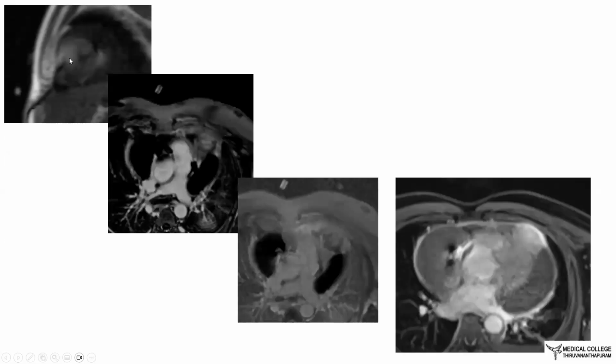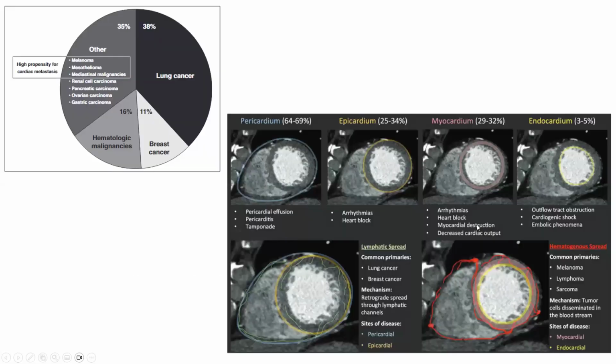This was the first pass perfusion that shows the increased uptake. This is the immediate post-contrast that shows the central uptake of contrast. The delayed also shows the central part showing gadolinium enhancement. And this is the pericardium seen in the VIBE images showing intense uptake suggestive of infiltration and involvement. This is the diffusion image that shows diffusion restriction suggestive of an aggressive malignant lesion.